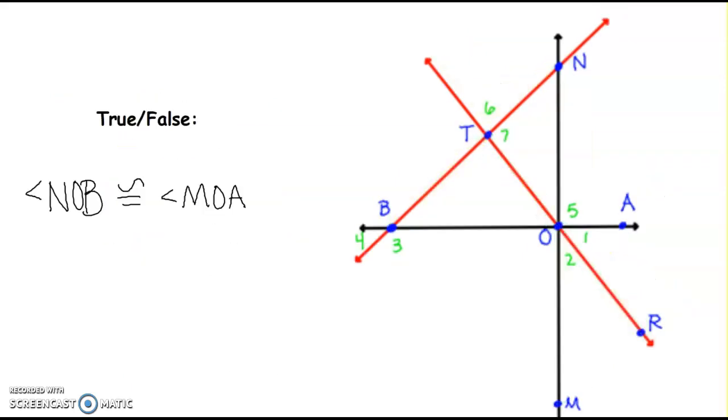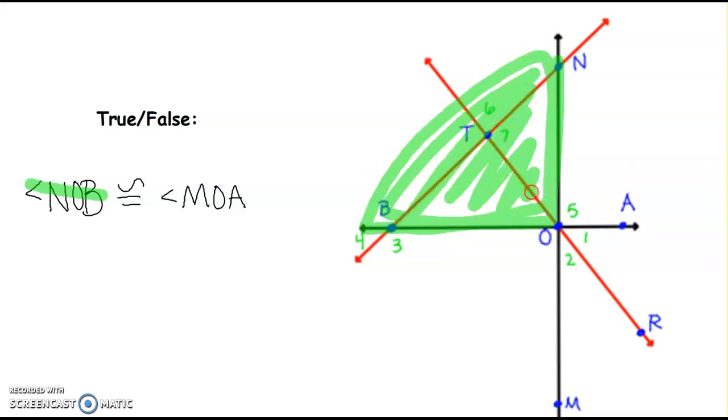All right, how about this one? Angle NOB is congruent to MOA. So let's start with NOB. N, here's O, and here's B. So we're looking at this angle right here. All of this in there. Is that congruent to MOA? So there's MOA. Are they congruent? Hopefully you're saying, yes, they are. They are vertical angles. They are opposite of each other.